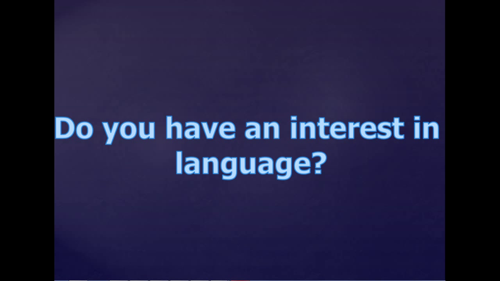So, as a student of education or any other subject area, do you have an interest in language? Well, I think you certainly will after studying this subject, as it highlights the importance of understanding language and how it is central to how we make meaning.